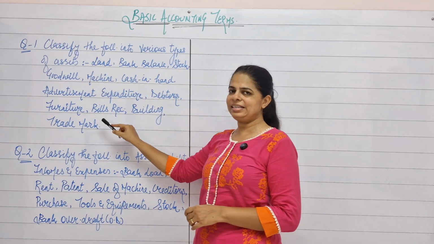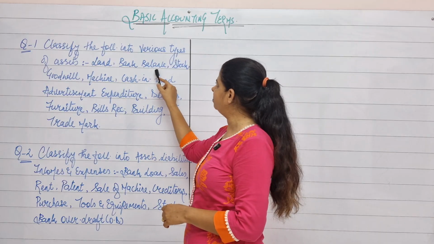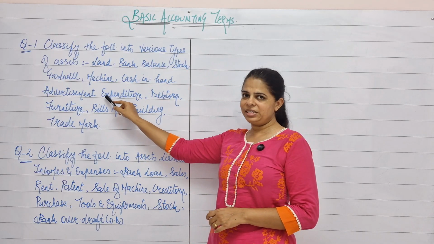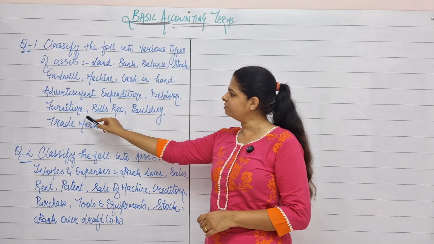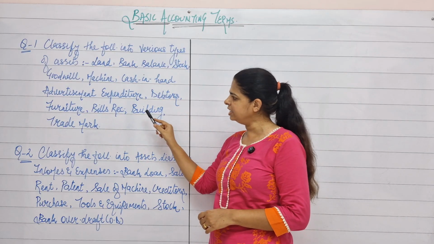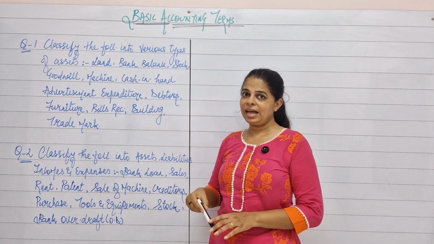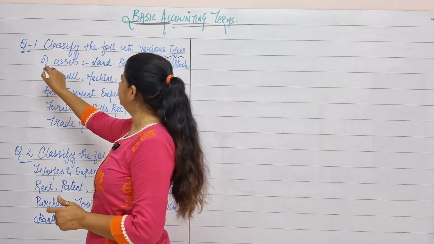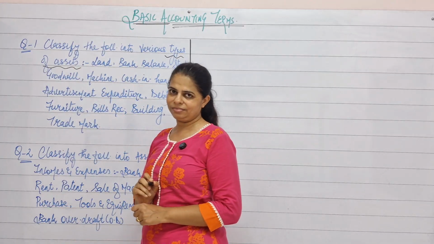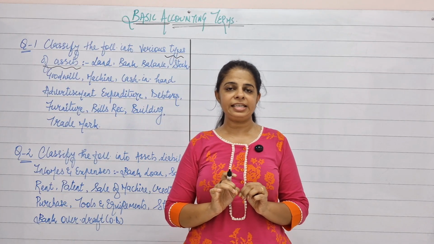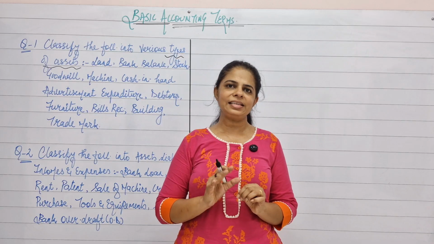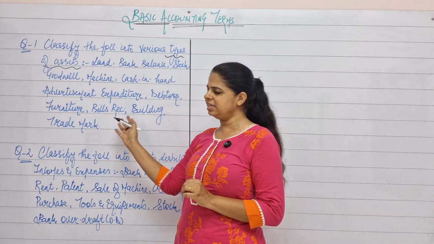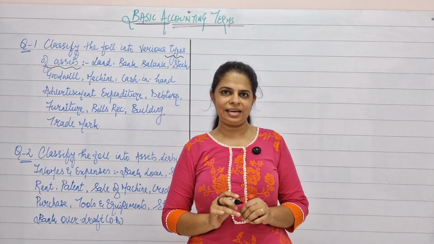And certain items are given like land, bank balance, stock, goodwill, machine, cash in hand, advertisement expenditure, debtors, furniture, bills receivable, building and trademark. And the question is asking you to classify them into different types of assets. Now in this session where we discuss all the types of assets, we discuss that there are basically 3 categories of assets. And ये जो भी items दी है वो 3 categories में categorize होगी.